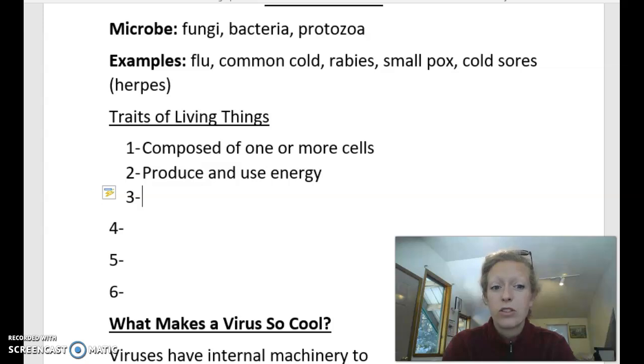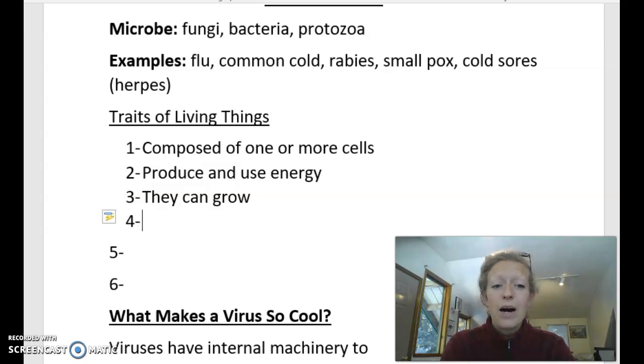So for example, number 2, producing and using energy. How do you use energy? Well, we're using energy right now, right? We're talking, we're awake, we're sitting upright. Okay? Number 3, living things grow. We start out as babies, then we turn into toddlers, and then someday we become adults. We don't stay as our original form, just like a plant or like a dog.